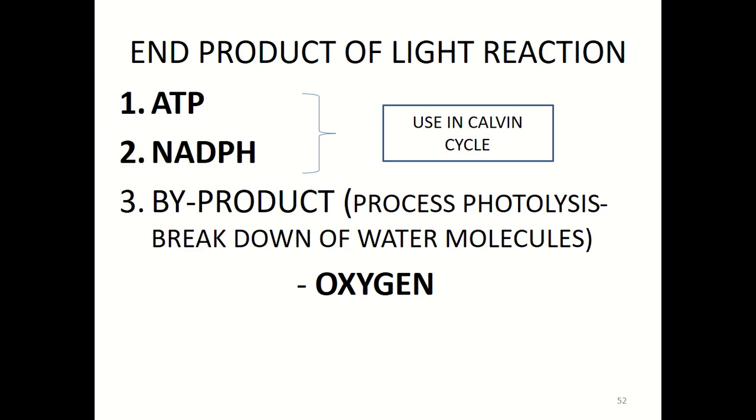Okay, so in conclusion, the end products of the light reaction are ATP and NADPH, which will be used in the next step later, and the byproduct here, meaning it is not used for the next step of the photosynthesis process, is oxygen.